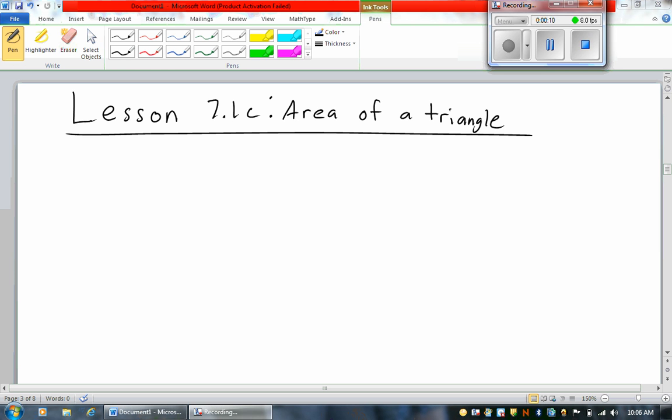Okay, so what we're going to be doing is finding the area of a triangle, but instead of using the formula that you would have learned in 10th grade geometry, we're going to use another formula that involves the law of sines.